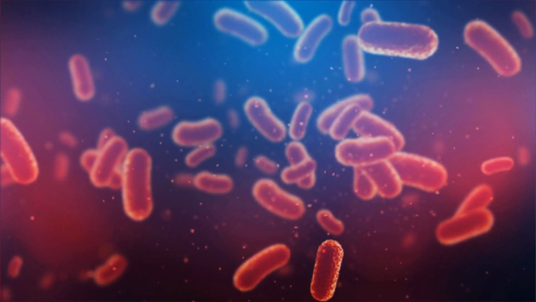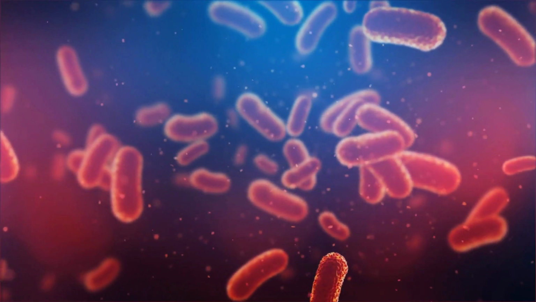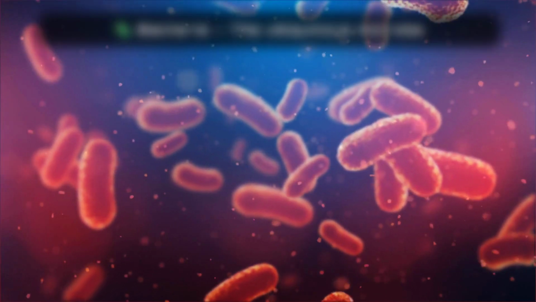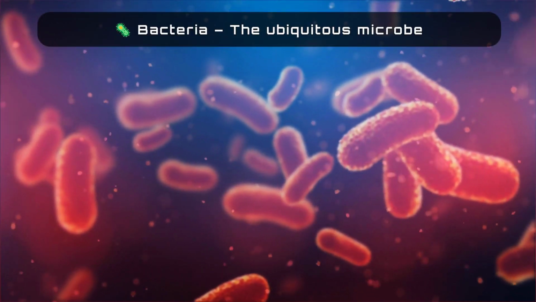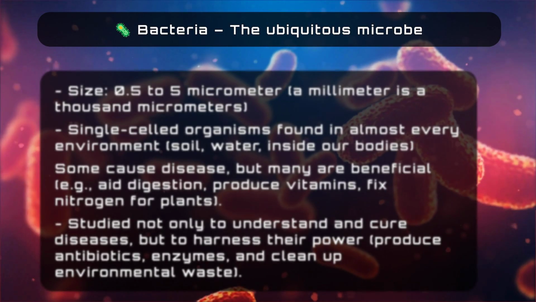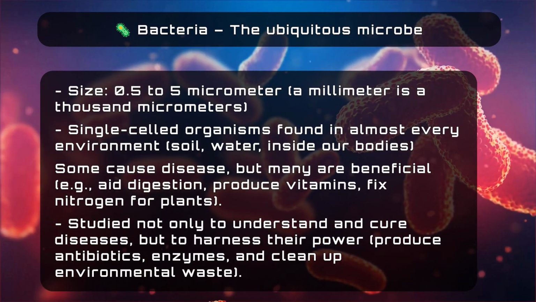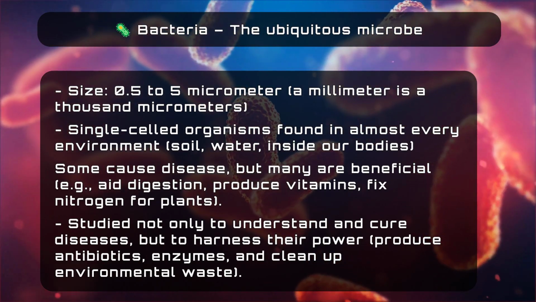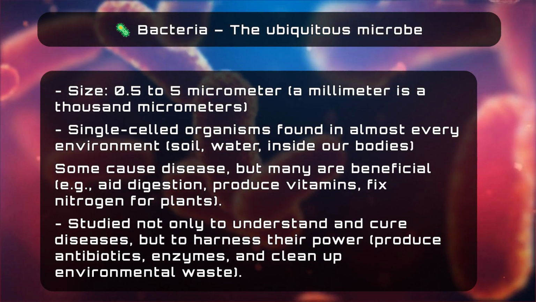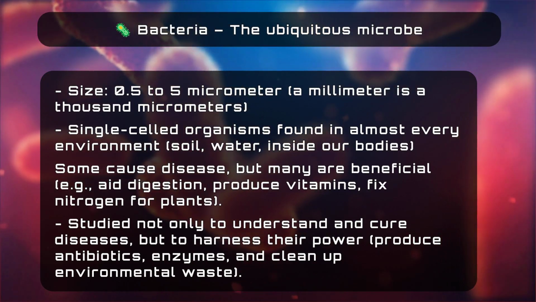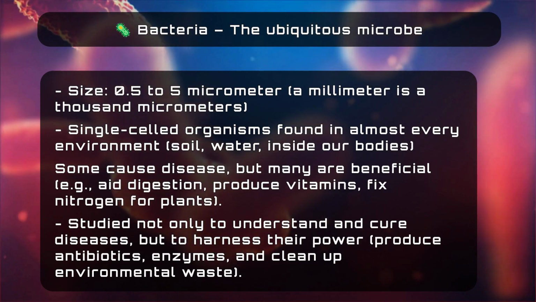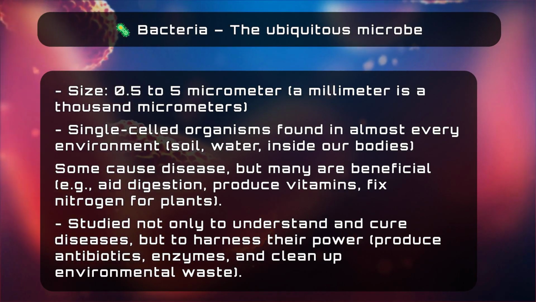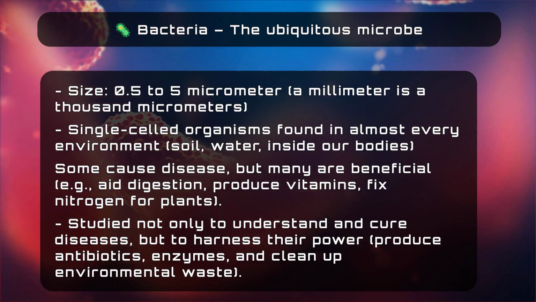Let's take a closer look at the main types of microorganisms that microbiologists study. Each type plays a unique role in the world around us. Bacteria, the ubiquitous microbe. These little guys are about 0.5 to 5 micrometers in length. Just to help you imagine how small this is, 1 millimeter is 1,000 micrometers. Bacteria are single-celled organisms found in almost every environment on Earth. They can live in the soil, water, and even inside our bodies.